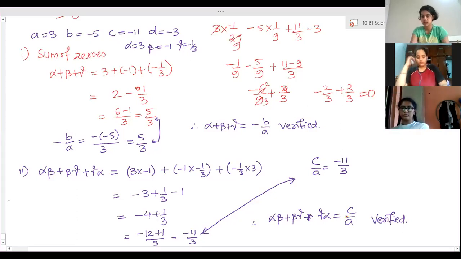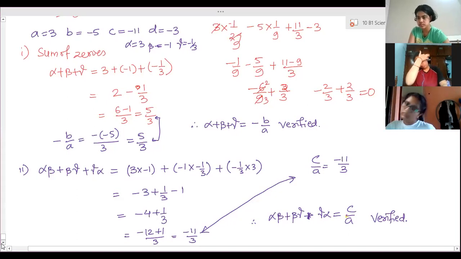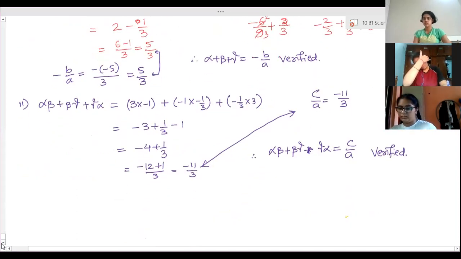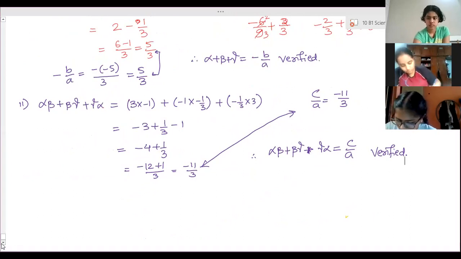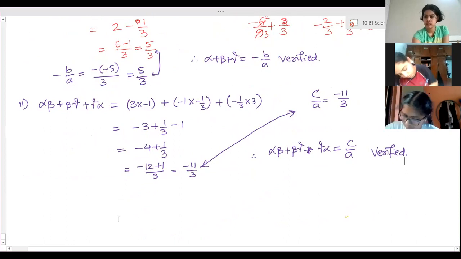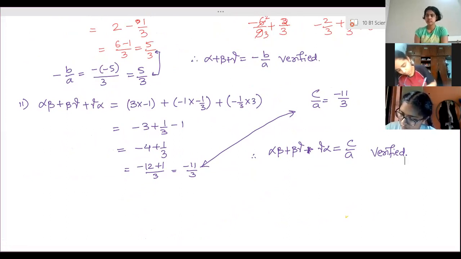The third relation also you have to verify. Alpha beta gamma is equal to minus D by A. Ma'am, I've verified that one. Okay, good. Second question is done in a similar way.